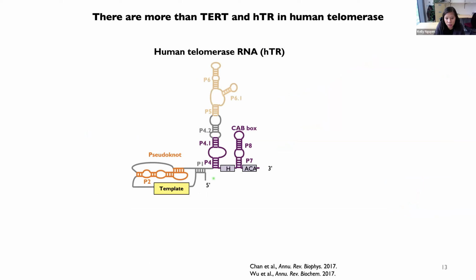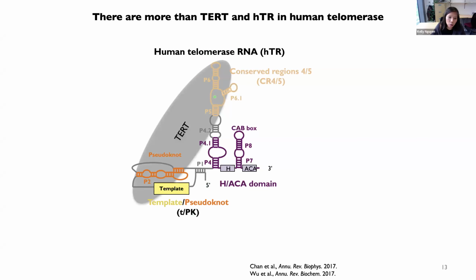And as structural biologists, we like to do things in domains. And the same thing, you can divide this RNA into 3 domains. So the first domain is what we call the template pseudoknot domain, which has a template region for DNA synthesis and a region that we call conserved regions 4 and 5. And the RT is known to bind these 2 domains of the RNA.